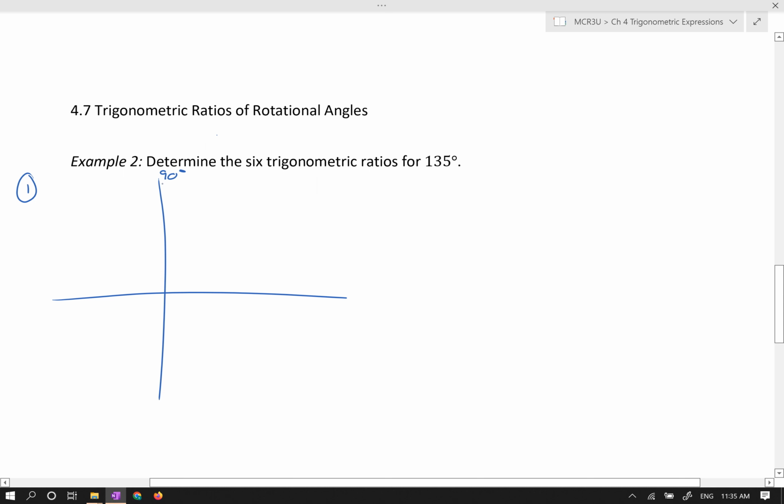I know 135 degrees is between 90 degrees and 180 degrees. I'm working counterclockwise from my positive x-axis. I'm working with something like this. So here is 135 degrees. Well done, that's our first step.